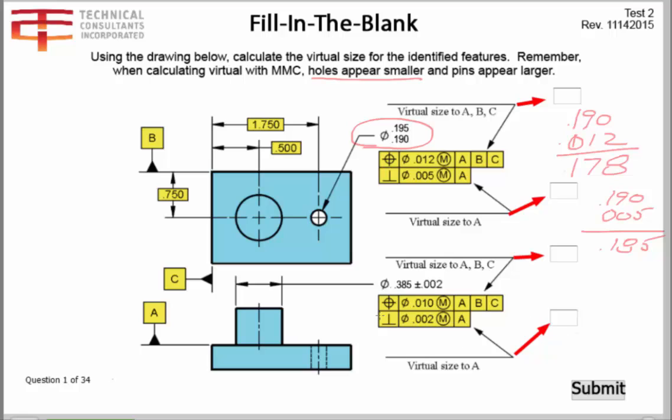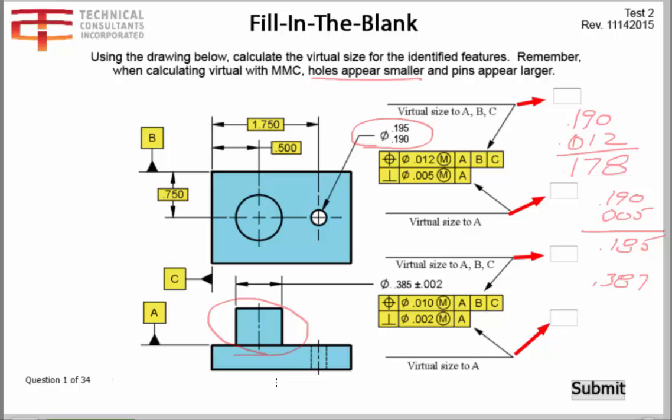If we go to the next one, this time we have a pin, and we have 385 plus or minus 2. So what is the maximum material condition of that pin? 385 plus 2 or minus 2? Well, pins are going to get bigger, so we're going to take our 385 plus 2. Our maximum material condition is going to be 387.